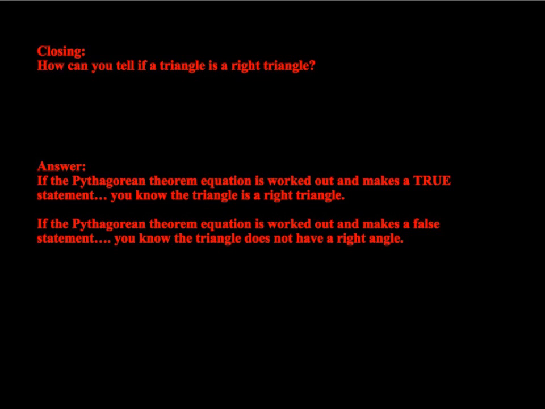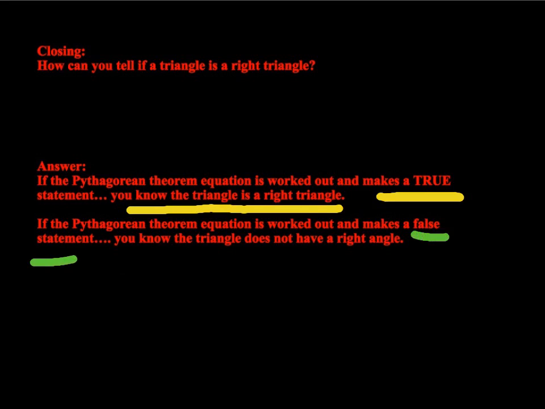All right, so how can you tell if a triangle is a right triangle? The answer to this question is if the Pythagorean theorem equation is worked out and you get a true statement, you know the triangle is a right triangle. If you work out the Pythagorean theorem equation and you get a false statement, you know the triangle does not have a right angle.